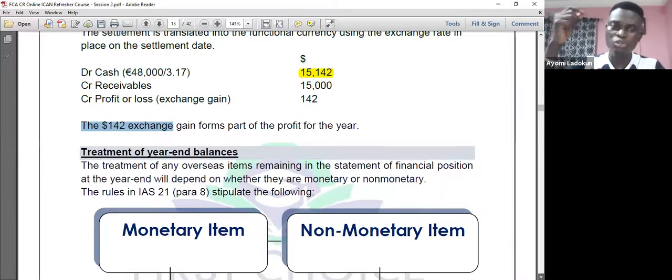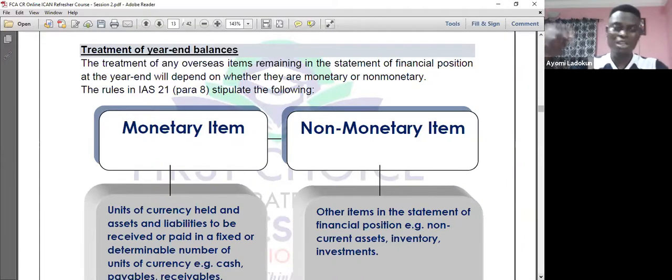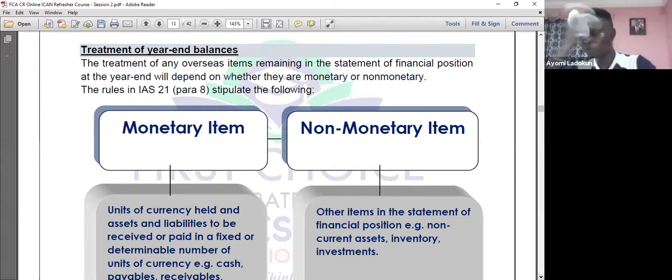So let's now go to year-end balance. You need to be with me here. That was a question my guy was asking me, Mr. Henry. Yeah, that was it. So if you understand that, let me now explain what happened at the end of the year. What happens at the end of the year?